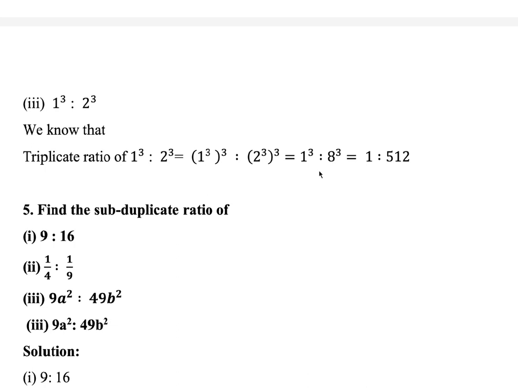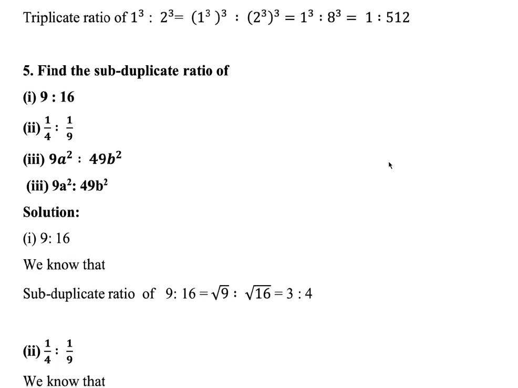After that, 1 to the power 3 is to 2 to the power 3. So triplicate ratio, 1 to the power 3 whole to the power 3 is to 2 to the power 3 whole to the power 3. That comes to 1 is to 512. Now come to the next problem.